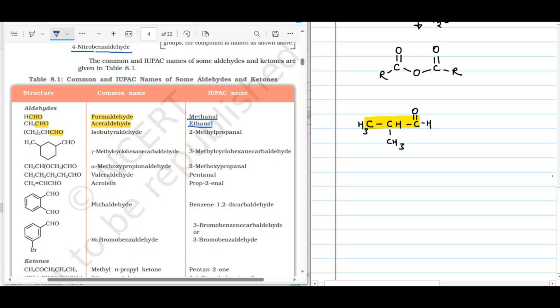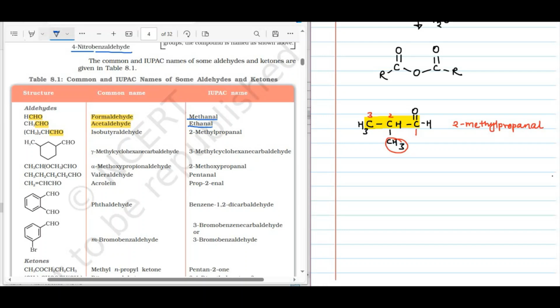So this is 1, this is 2 and this is 3. So the substituent methyl is bonded to the second carbon. So the name of this molecule will be 2-methylpropane, and instead of e you have to use al, propanal. So the name of this molecule will be 2-methylpropanal.